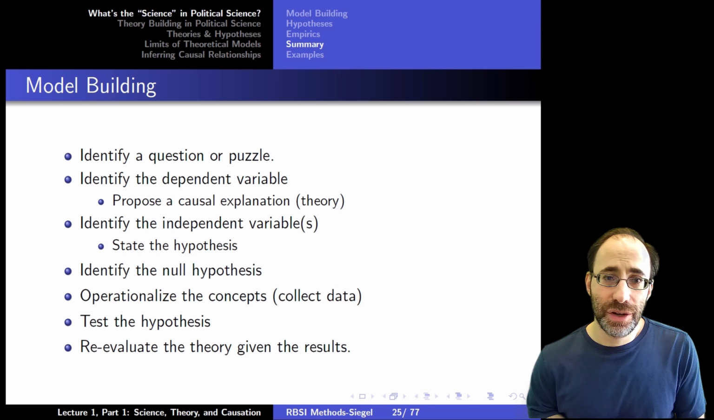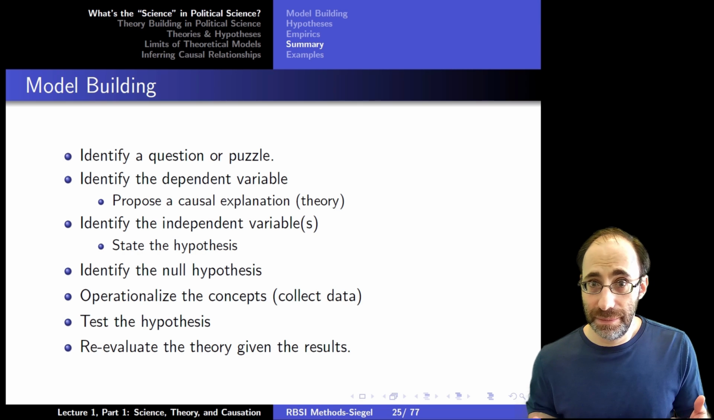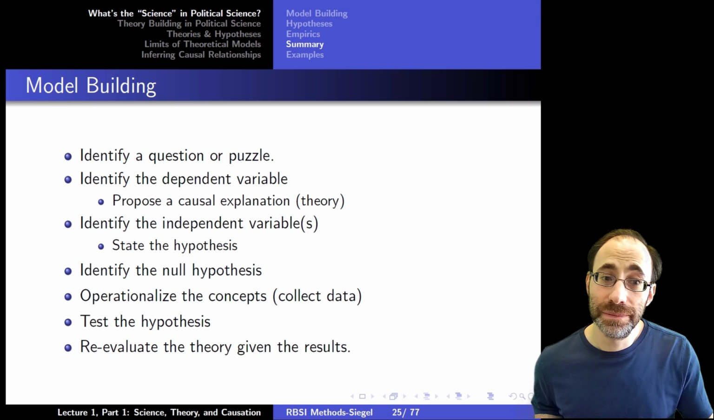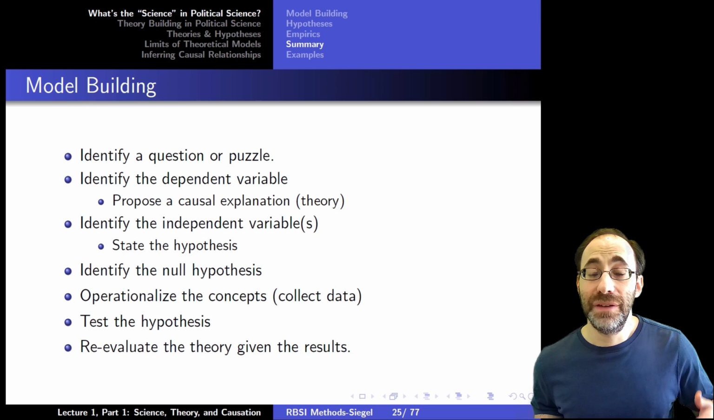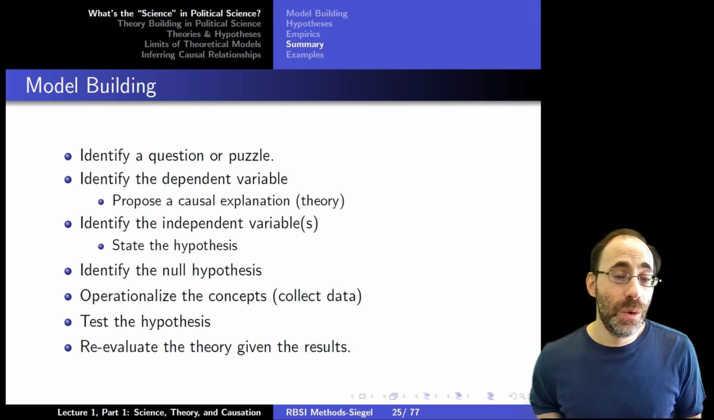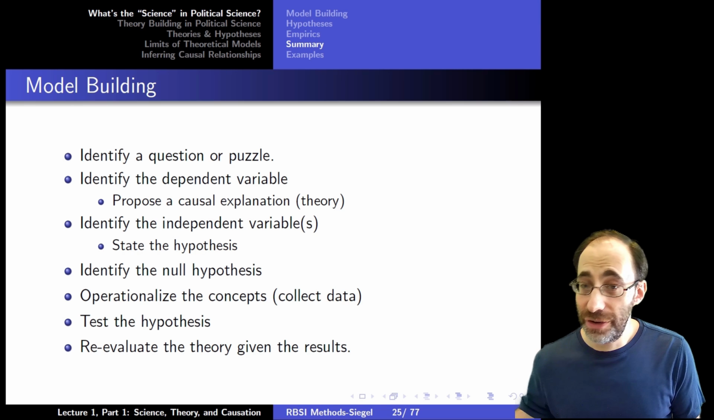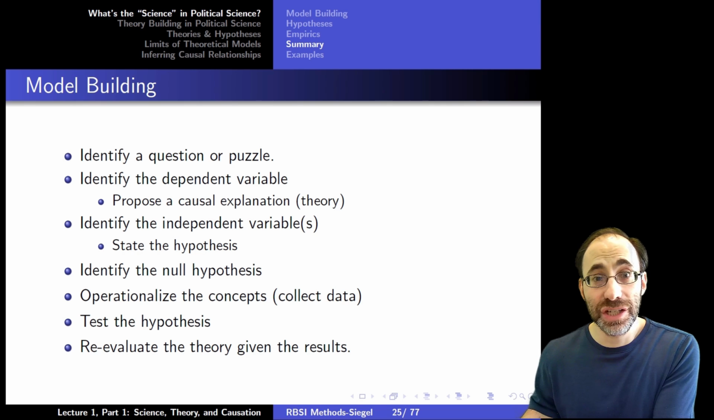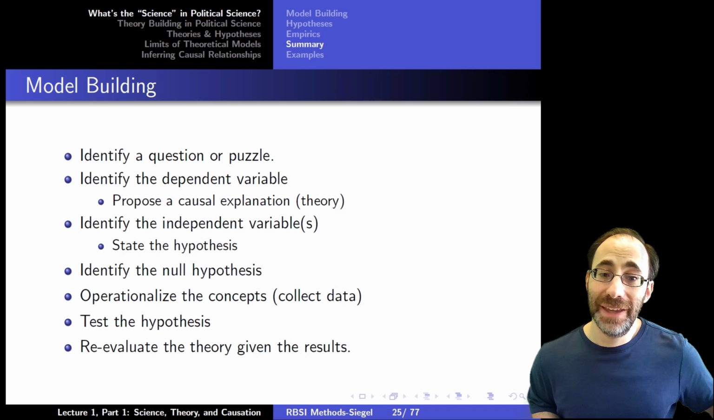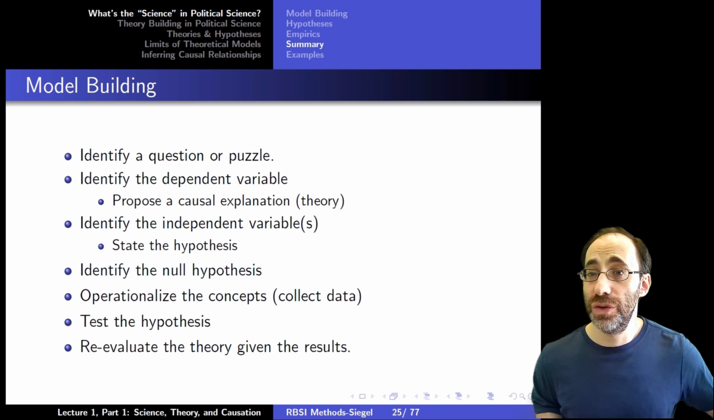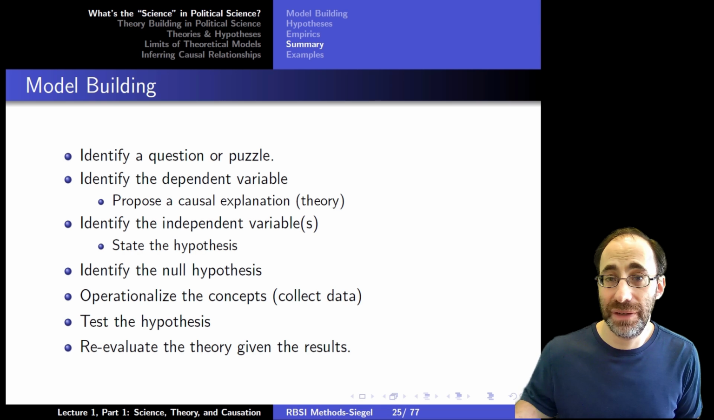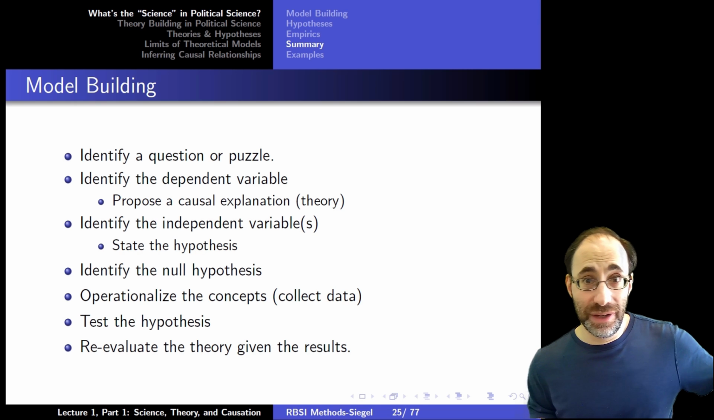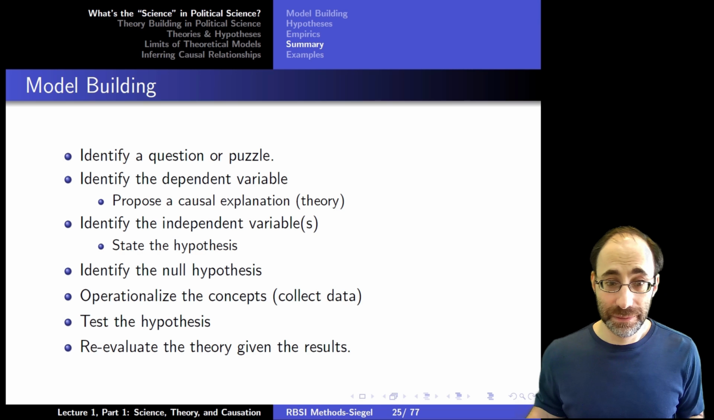Okay, so sort of closing up this particular module, the goal overall is to build models, right? So first we're going to identify a question or a puzzle. We're going to then identify the dependent variable in that question or puzzle. We're going to propose a causal explanation or theory that helps us understand how that dependent variable changes with other things. We're going to identify the independent variables, which are our proposed causal explanations for how the dependent variable changes. We're then going to state a series of concrete hypotheses about how each independent variable affects the dependent variable.